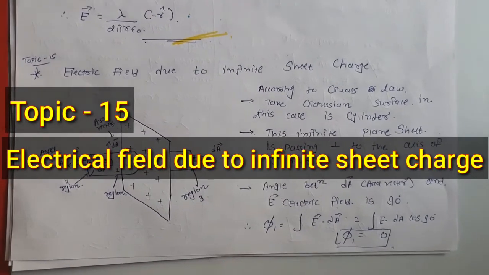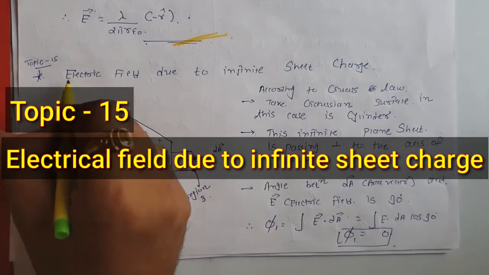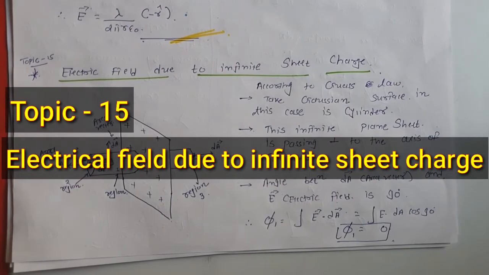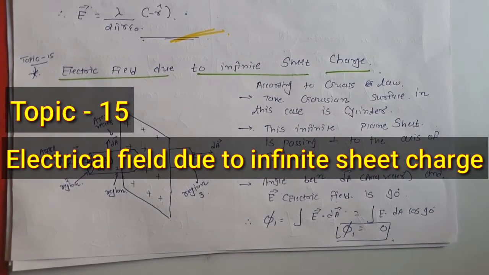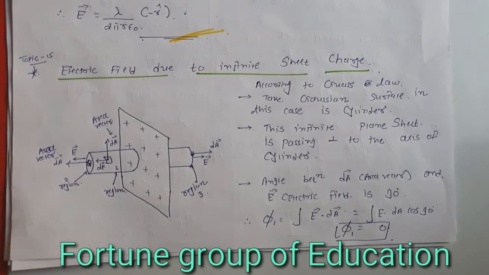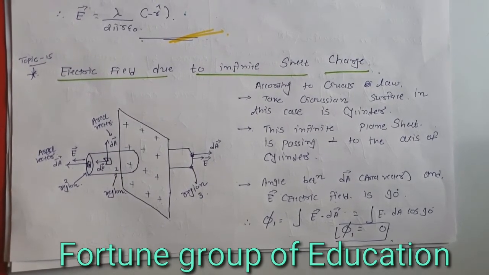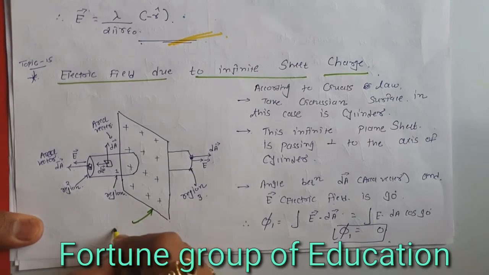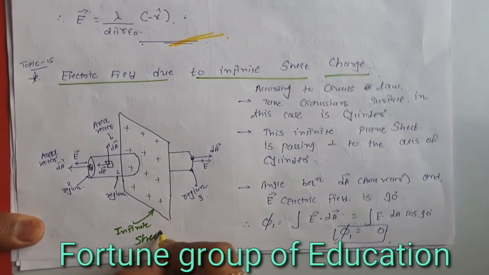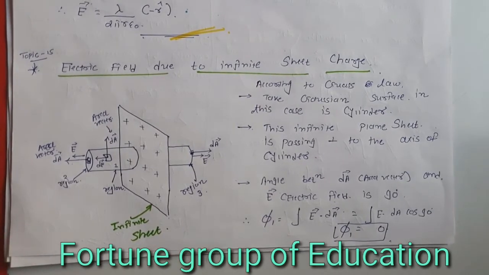Hello friends, now our next topic is electric field due to infinite sheet charge. Just before, we saw the infinite line charge, which is in one dimension. Now it is an infinite sheet charge, so we have to take an infinite sheet. This is our infinite sheet filled with a positively charged carrier.